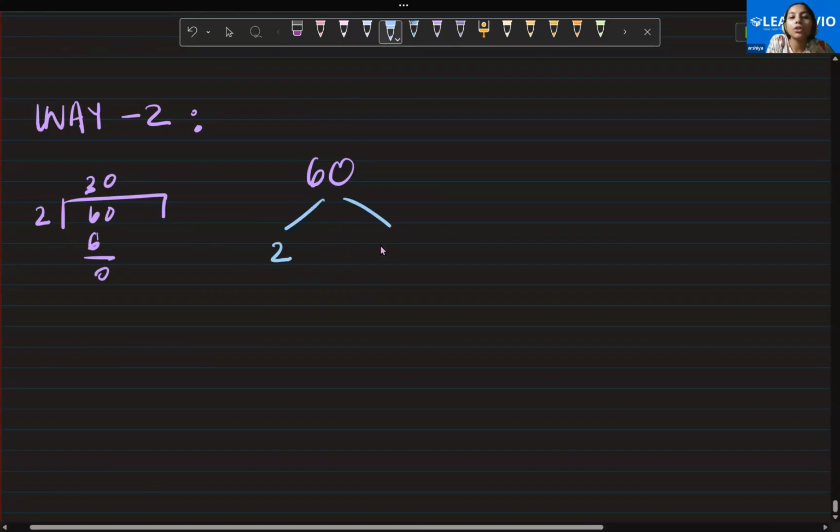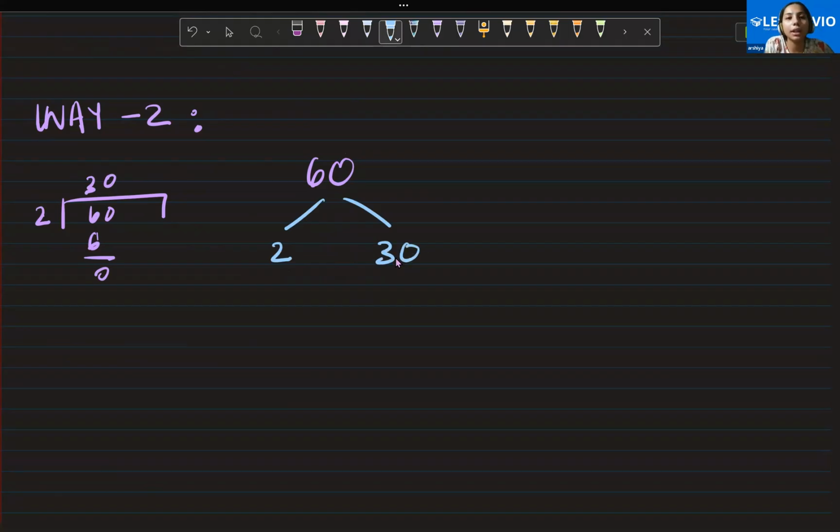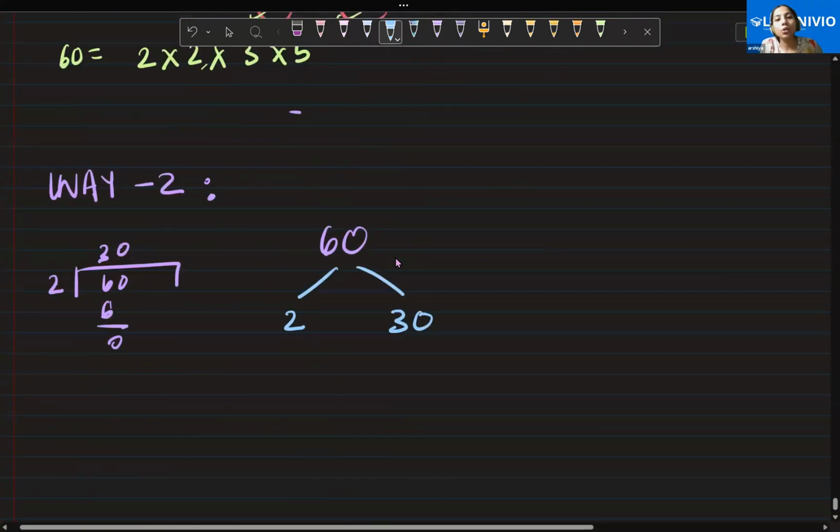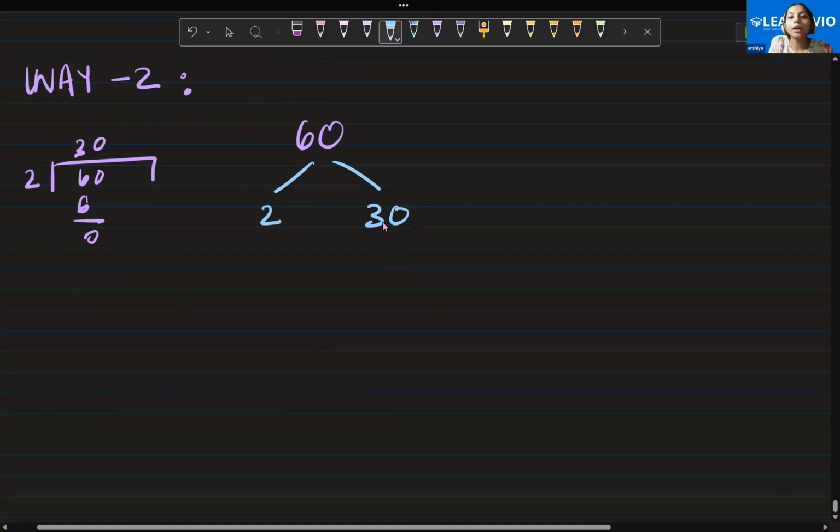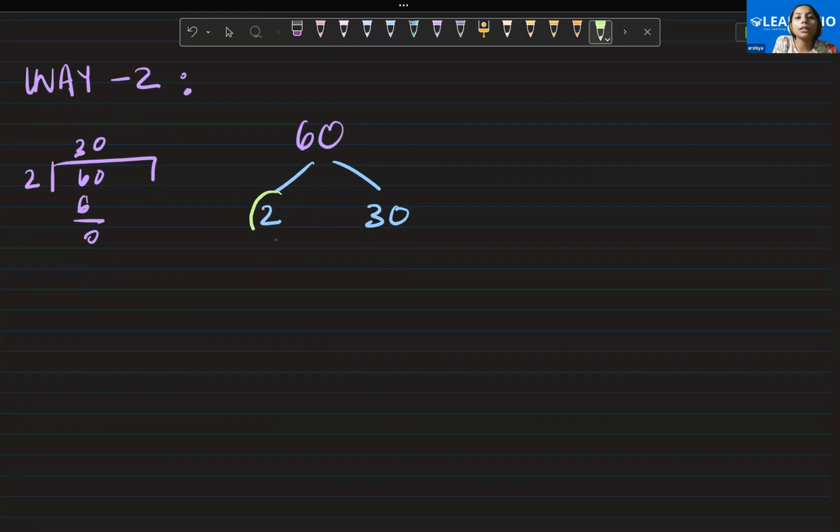So what will I get here? 2 times 30. Then I have 2, so it's a prime number. I'll circle it. And then let's come to 30.